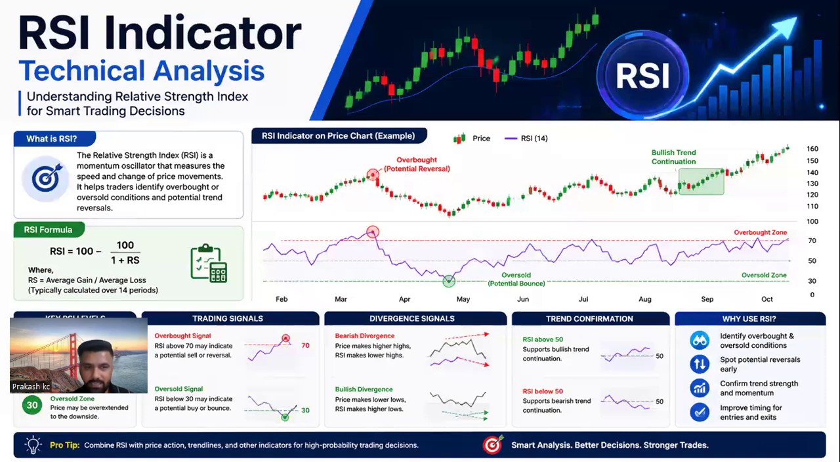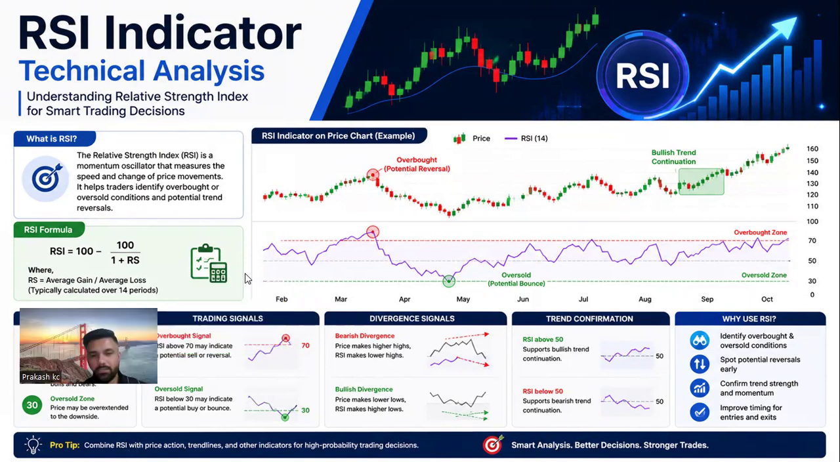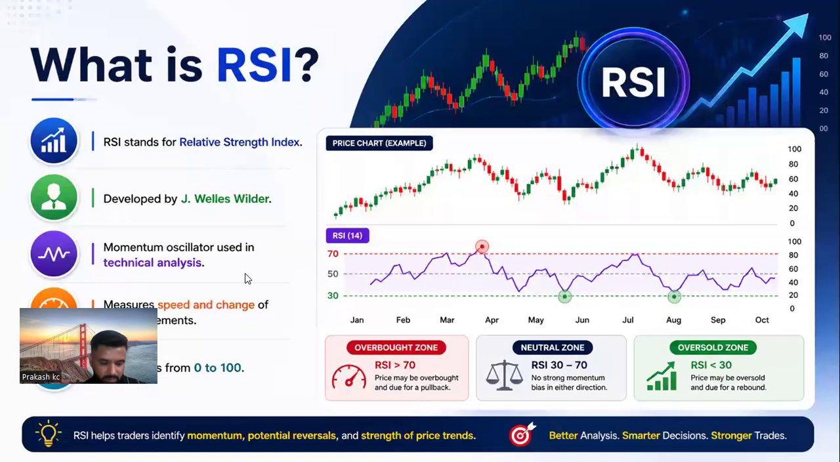So today's agenda, RSI indicator technical analysis, and we are going to cover what is meant by RSI, what is the formula, what are the key trading signals, what are the levels with respect to RSI, what is meant by divergence with respect to RSI, how to confirm the trend, and finally why we use RSI in trading. So we'll see one by one.